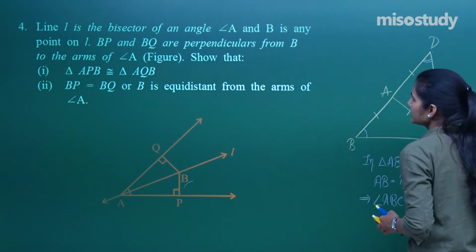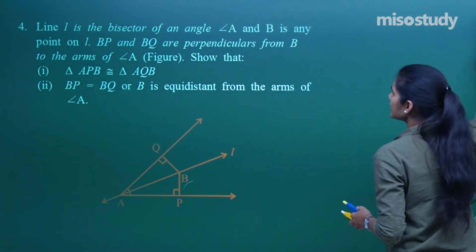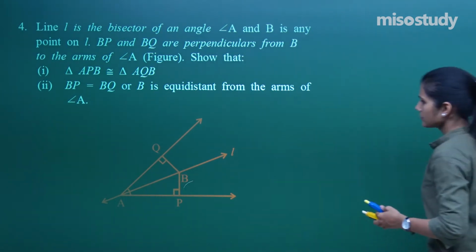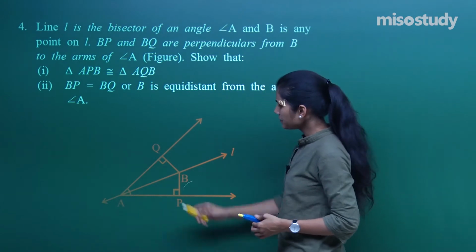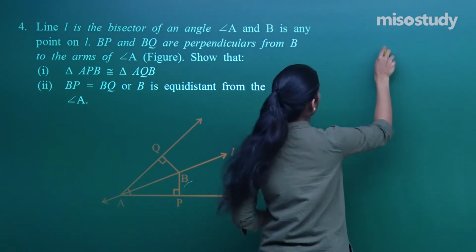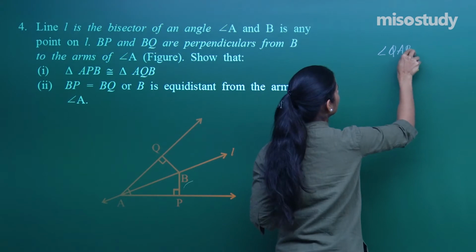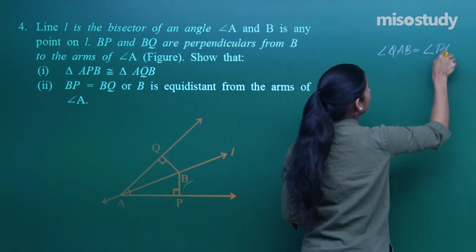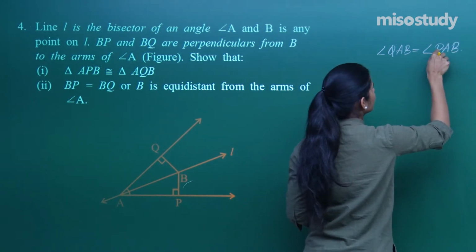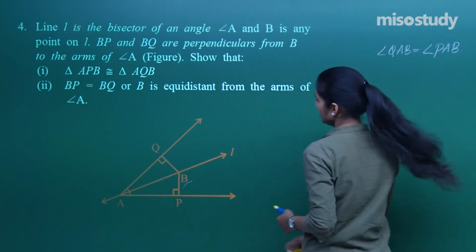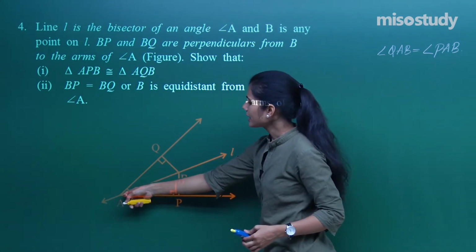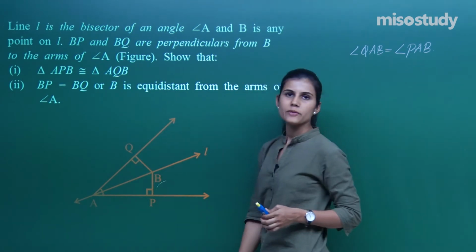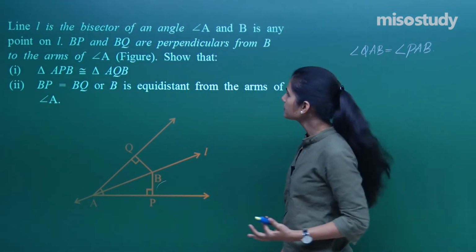Line L is the bisector of an angle, angle A, and B is any point on L. So bisector of angle A means what? That means angle QAB is equal to angle PAB. That is the meaning of bisector, right? So this is the bisector, so angle A will be divided into two halves, angle QAB and angle PAB, both of them will be equal to half of angle A.